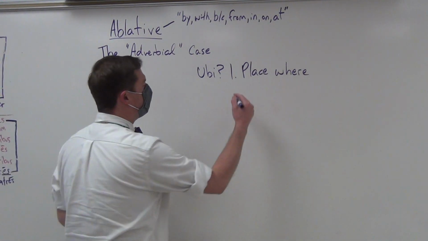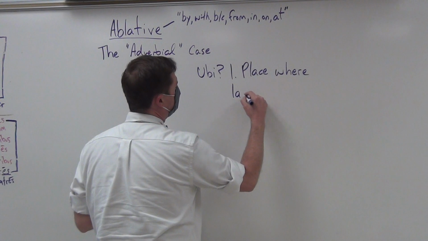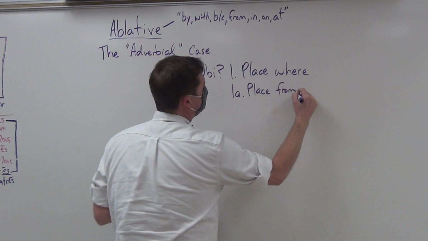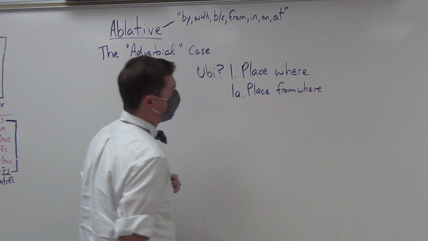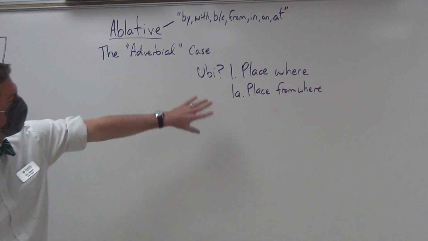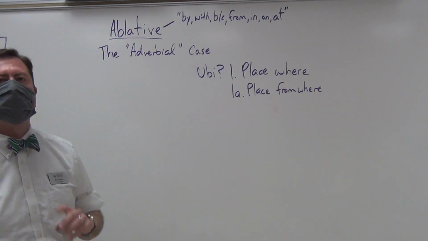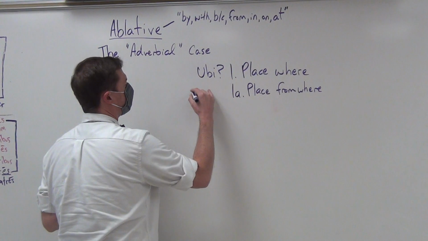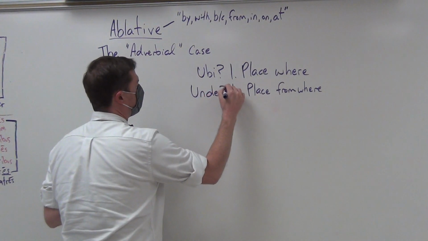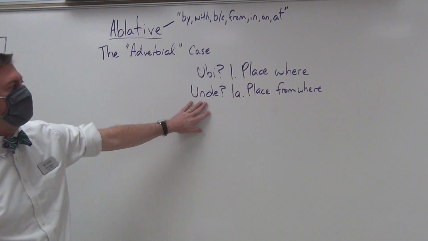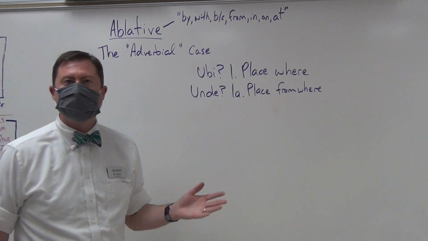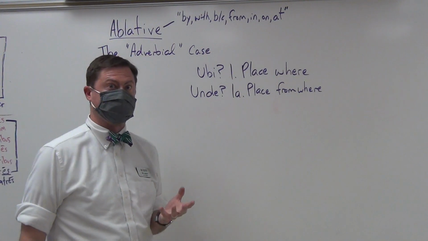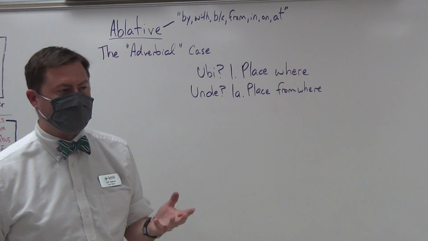The second one, which I'm actually going to call the 1A, is that it can also answer the place from where an action occurs. Now, the Latin word, and you're going to need to know these question words, the Latin word that indicates the question from where is the word unde. So, from where did you come here? You would use the ablative to indicate from where. So I came here from the country house. It would be a or ab.